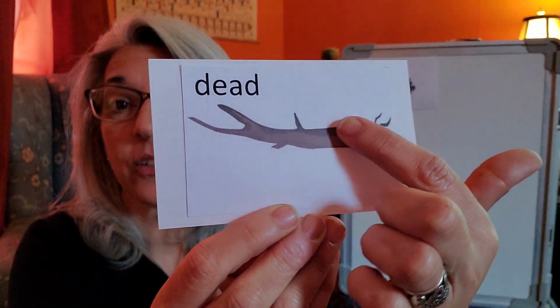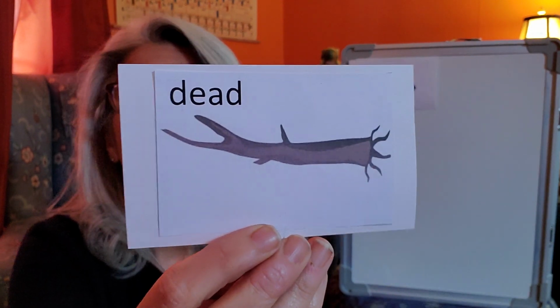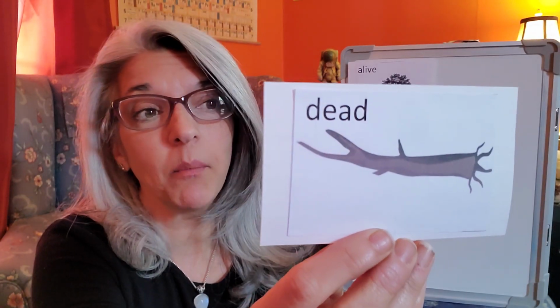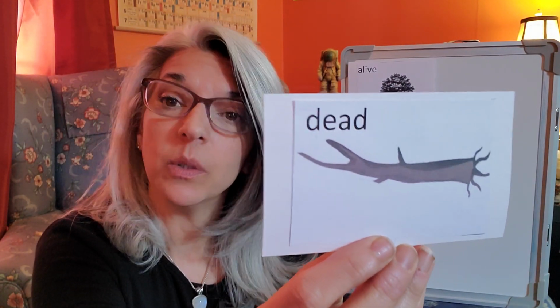And the next word is dead. This is a dead branch or a dead tree. When something is dead, it is not alive anymore. It is not growing or moving or eating.